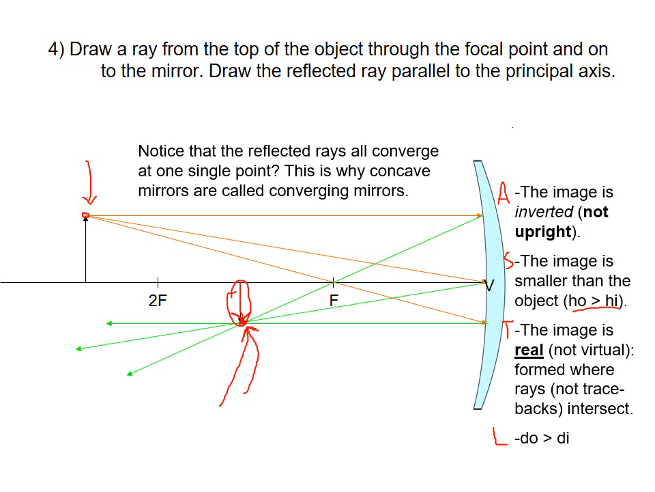So when the object is more than 2 focal lengths away for a concave mirror, the image will be inverted, smaller, closer to the mirror, and real. It doesn't matter where beyond the center of curvature you are. It doesn't matter if you're, let's say, over here, or over here, or over here. The image will always be smaller, real, closer to the mirror, and inverted for the case where you are more than 2 focal lengths away.